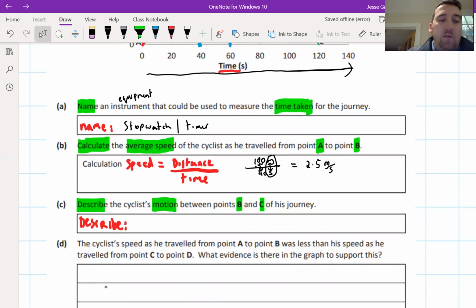Okay, so what you should have said here is that he's not moving or he's stopped. He might be having a rest. He might be having a drink. His speed is 0. He's not doing anything. He's not going anywhere. So you should have said something like that he's stopped or he's not moving.